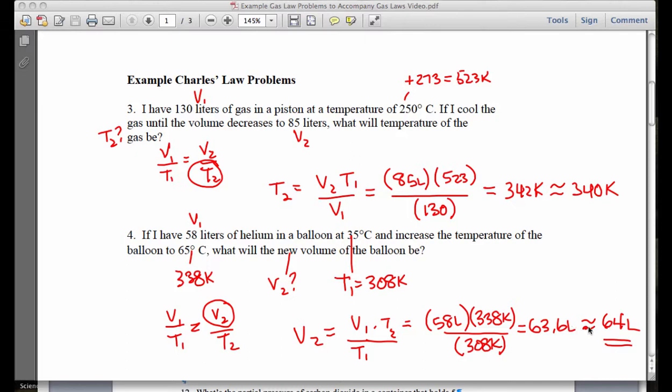Does that make sense? That the volume increased when the temperature increased? Yes, that makes sense. And you should always cross-check yourself when you work gas law problems.